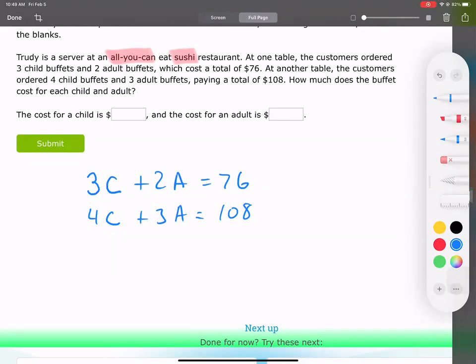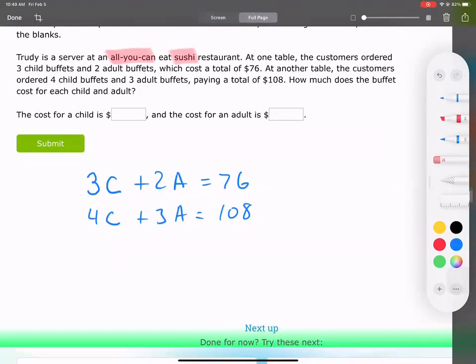Okay, here we go. Now, if you can see here, I can't make 3 look like 4. I can't make 2 look like 3, can I? But we can make them look like similar numbers, and it's up to you. I can make them both look like 12, or I can make them both look like 6. 2 times 3 is 6. Or 3 times 4, I can make them both look like 12. It's up to you. I'm going to choose 6 just because they're smaller.